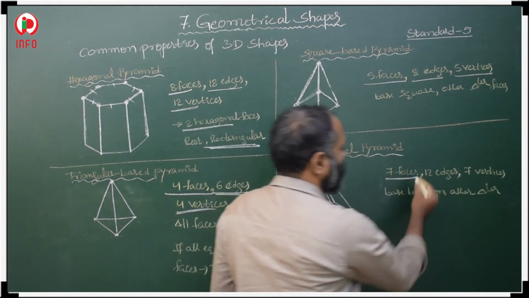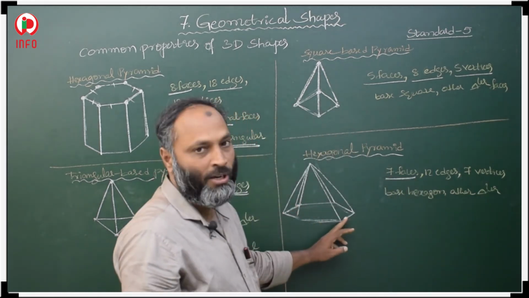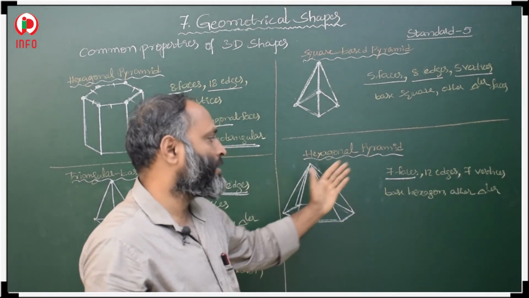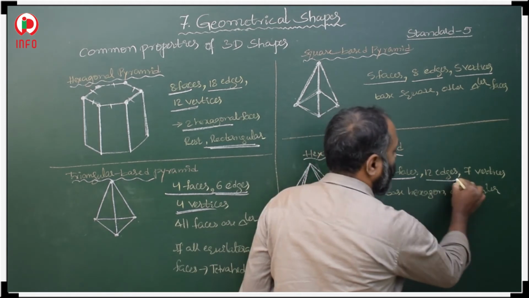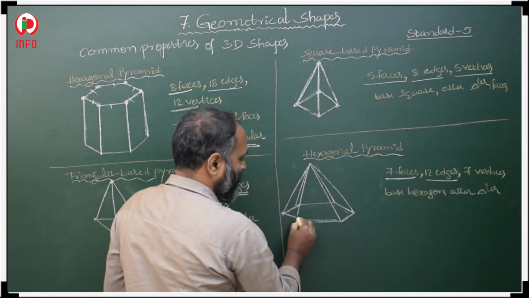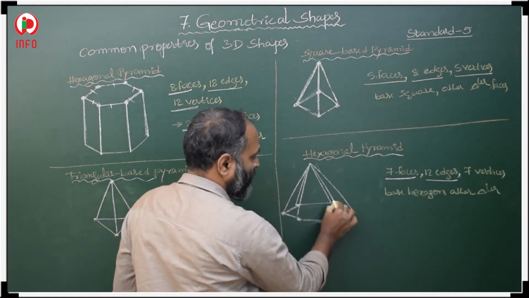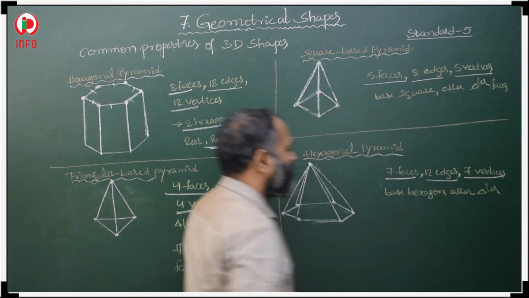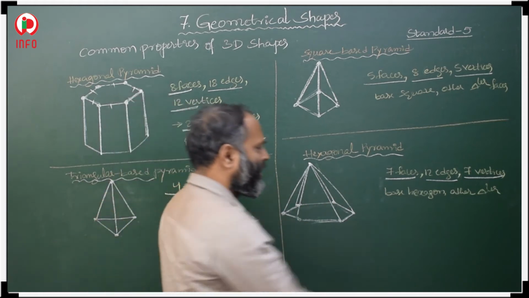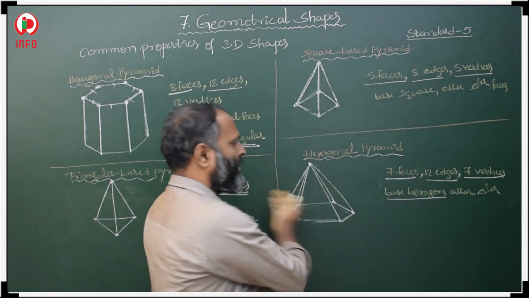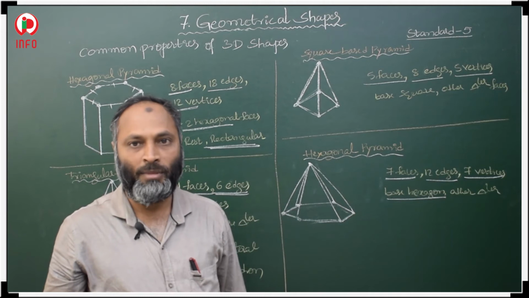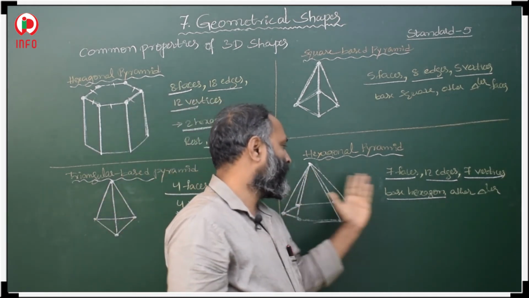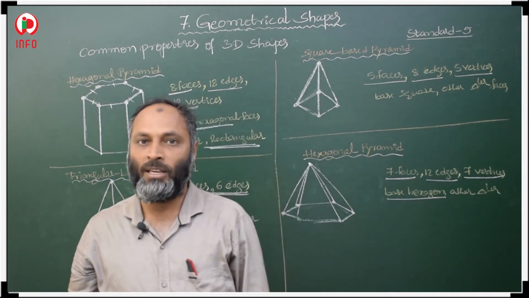And how many edges? Here 6 edges at the bottom and 6 edges at the surrounding. 6 plus 6, 12 edges. Then how many vertices? 1, 2, 3, 4, 5, 6 and 7. 7 vertices. So base is hexagonal and other faces are triangular faces. One face is hexagonal, then other faces are triangular faces. Okay.